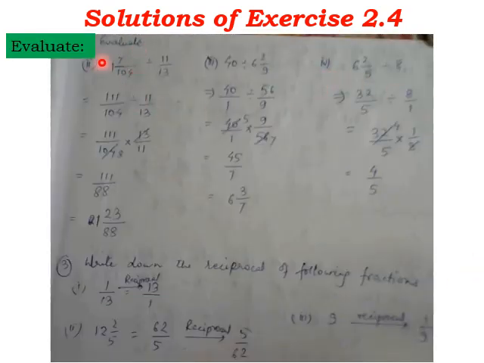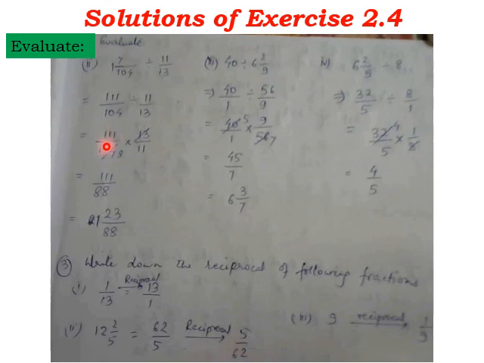Second question was to evaluate. Evaluate also means to calculate or to simplify. First part was already done. Second part is 1 whole 7 by 104 divided by 11 by 13. First, we will change this mixed fraction to improper fraction. So it will be 111 by 104 divided by 11 by 13. Next step, changing the division sign to multiplication sign and reciprocating the second fraction.